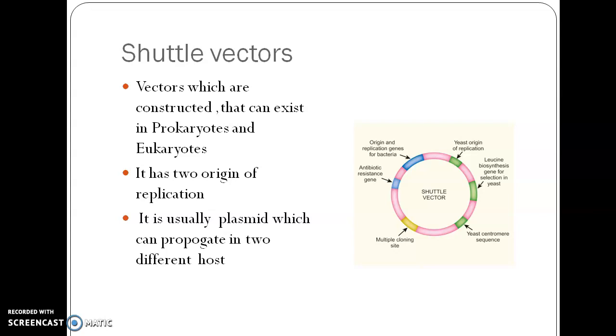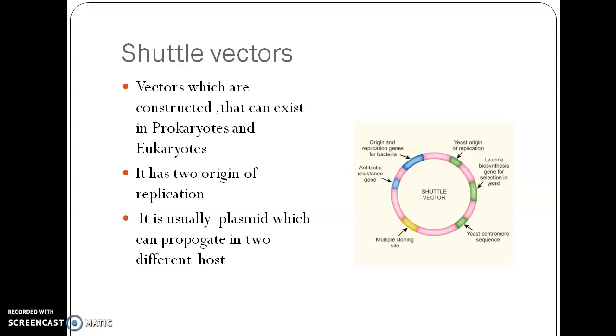The shuttle vector is a vector constructed so that it can propagate in two different host species. That is the importance of the shuttle vector: it can exist in both prokaryotic and eukaryotic hosts. So that is the importance.